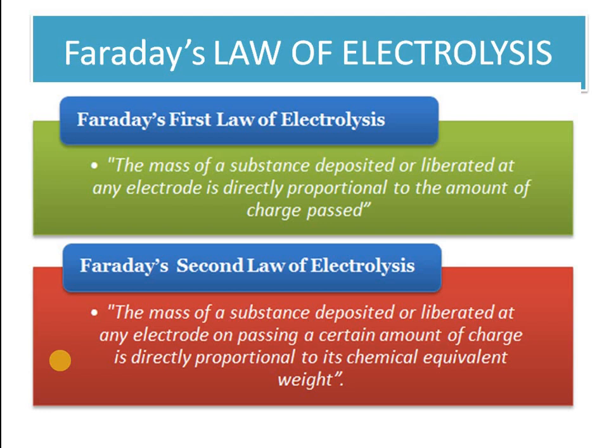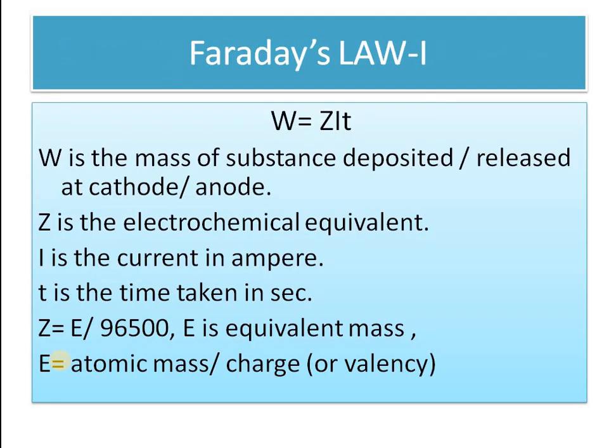Let us go with the next step, the numerical explanation for Faraday's first law. W is equal to ZIT. What is W? The mass, normally deposited at the cathode, and if it is obtained at the anode, that will be a gas. Z is the electrochemical equivalent, I is current in ampere, T is time taken in seconds.